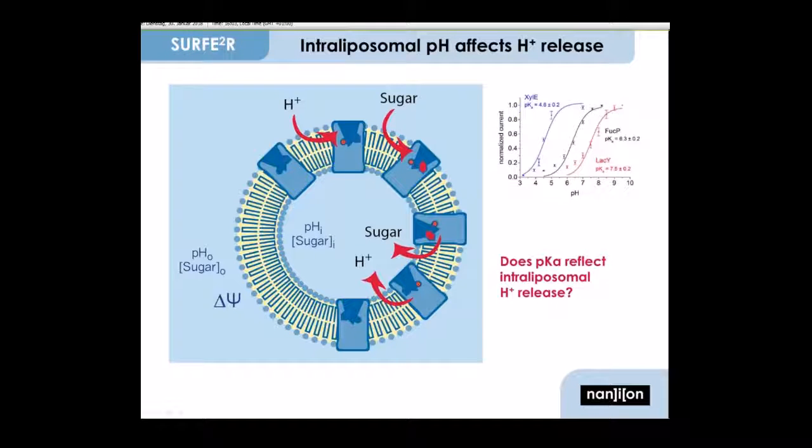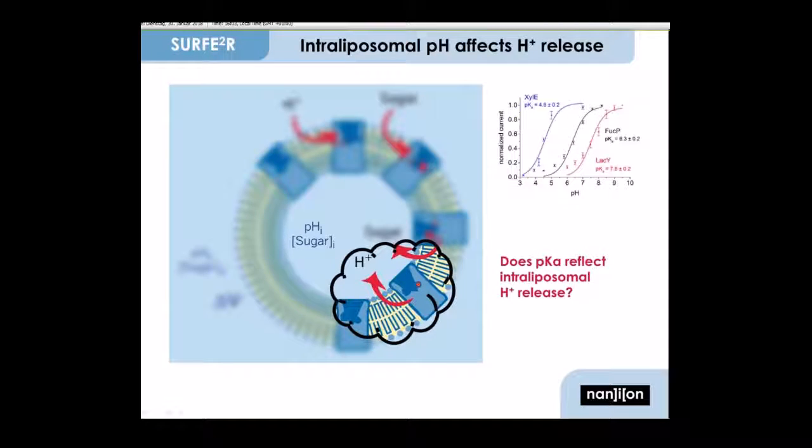Let's start with experiments using pH gradients close to the acidic pKa. The question is, does the pKa reflect intraliposomal proton release? Or in other words, does transport activity depend on the intraliposomal pH? Or is intraliposomal proton excess responsible for the downregulation of transport?